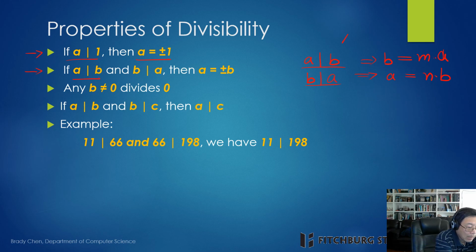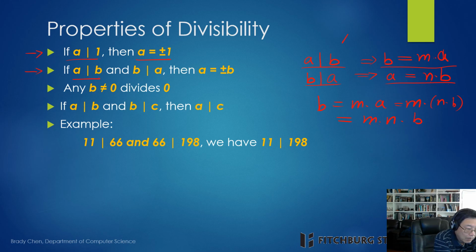So now, if that's the case, then we can continue. We can combine these two equalities. B equals m times a, and now we know a equals n times b, right? So I can replace a with n times b. So then we got b equals m times n times b.